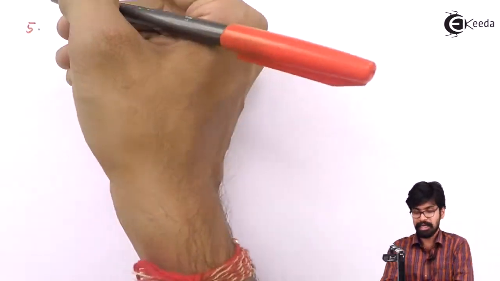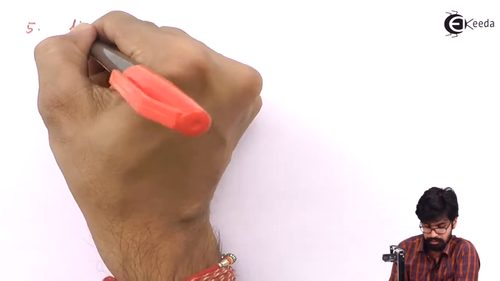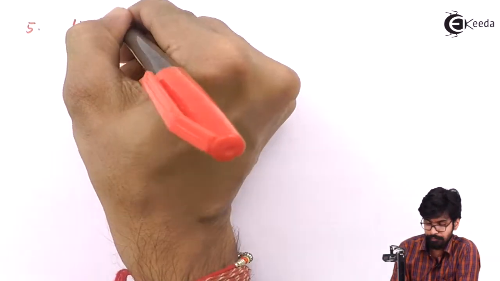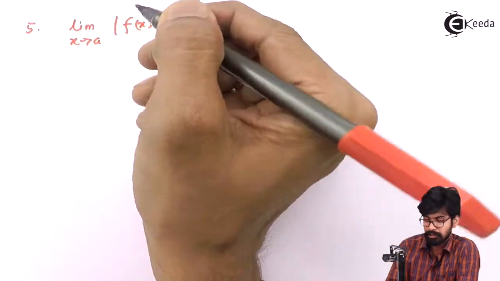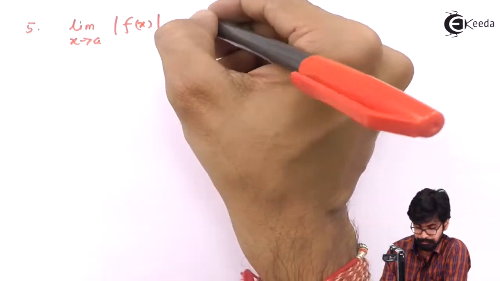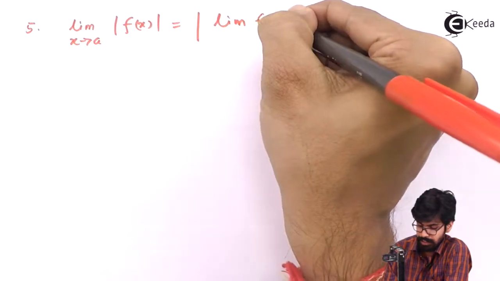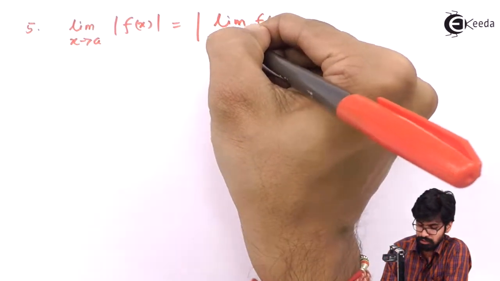The fifth one says that limit of mod of f of x will be equal to mod of limit of f of x, as x approaches a.